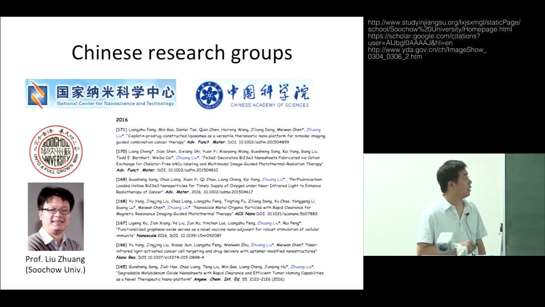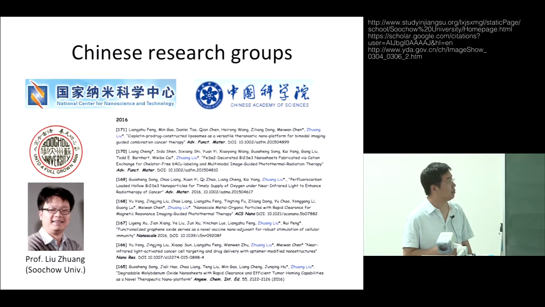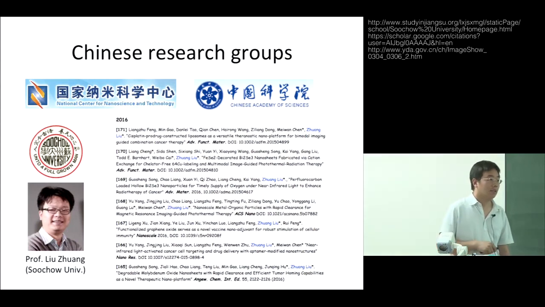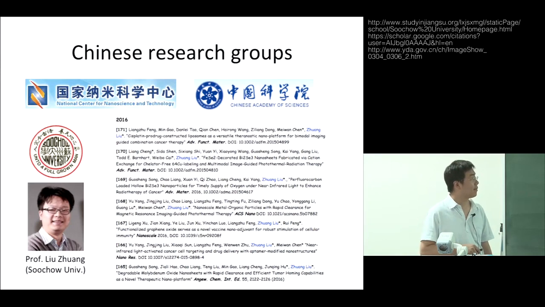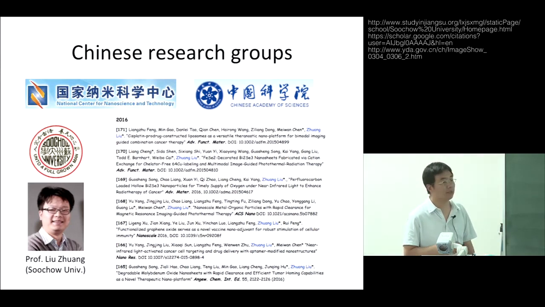One professor in my university, his name is Zhao Liu. You can see his publications this year. Just from January to May, he already published, I think, 1, 2, 3, 4, 5, 6, 7 good papers. Anyway, in China, there are many young researchers like Zhao Liu, so the competition is also very, very serious.